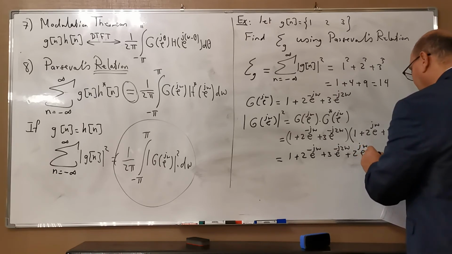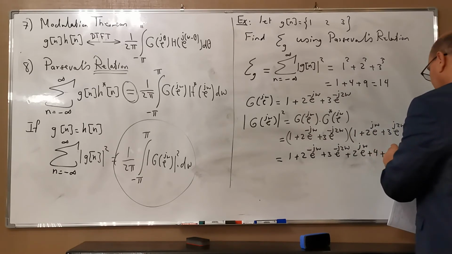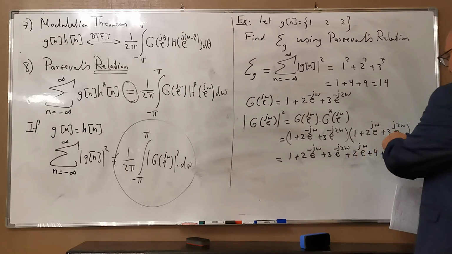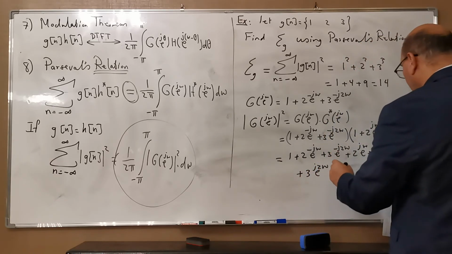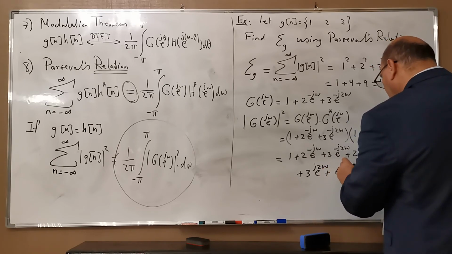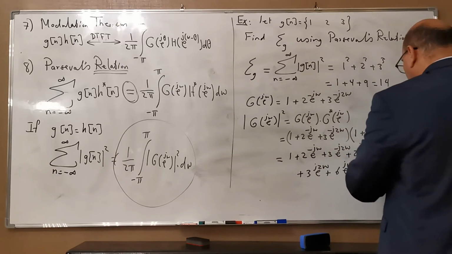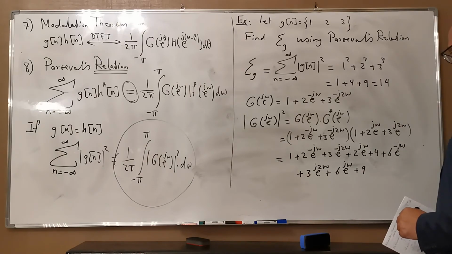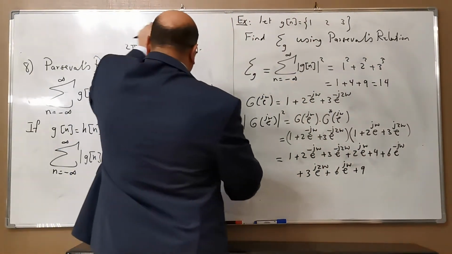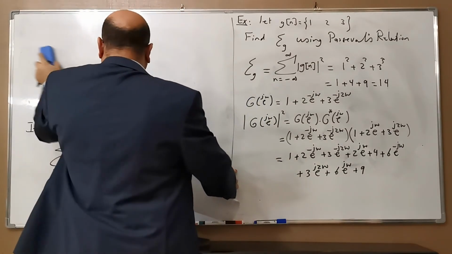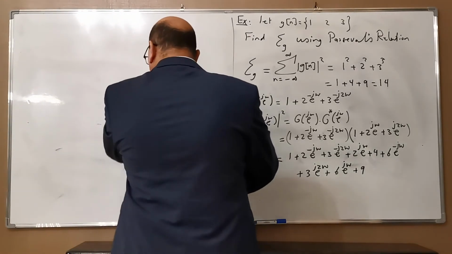So we get 2e to the j omega plus 4 plus the last one, 6e to the minus j omega. The third one: plus 3e to the j 2 omega plus 6e to the j omega. And the last one is 9e to the j 0. So those are the values that we will get. If we combine those together, we can see that we have some real values and we have some complex values with their complex conjugates.